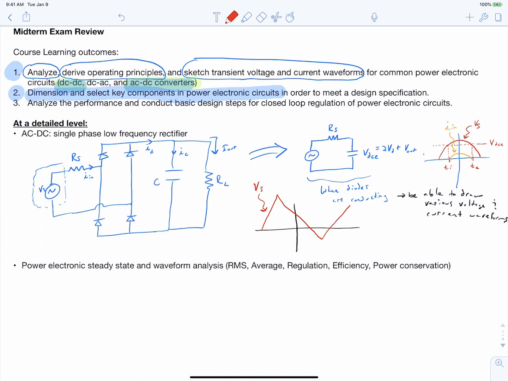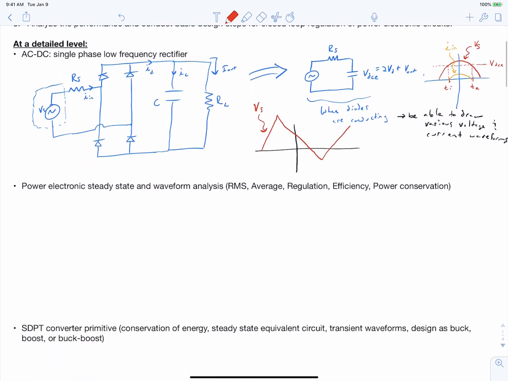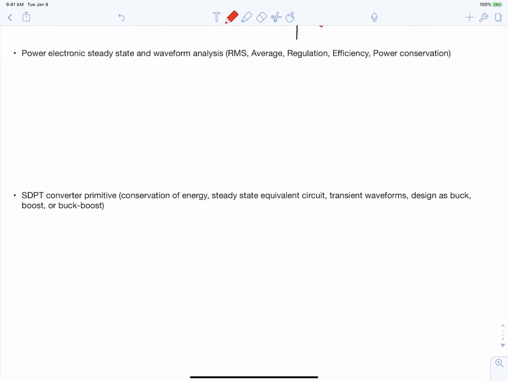Okay, now let's talk about the next item that we covered, which was power electronics steady state and waveform analysis. So specifically I'm referring to our discussion regarding RMS quantities, average quantities, regulation, efficiency, and power conversion. If there's one equation that I do want you to memorize, it's the RMS equation. And you don't have to memorize this as an equation. We talked about how to remember it based on its name, where RMS is an acronym for root mean square.